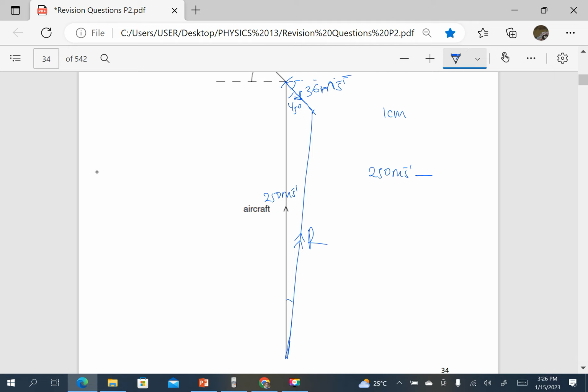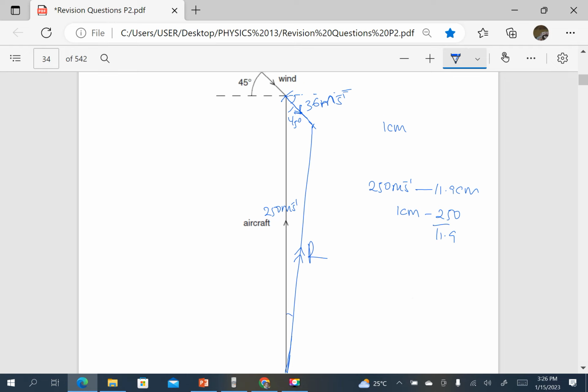So from my computer, I've scaled this down and it is approximately 12, actually 11.9 centimeters. That is 250 meters per second, approximately 11.9 centimeters from my computer. That means 1 centimeter is representing 250 over 11.9, 1 centimeter from my computer, not on your paper. You measure from your paper, but our answers will agree. So 1 centimeter will be 250 over 11.9, or approximately 12.